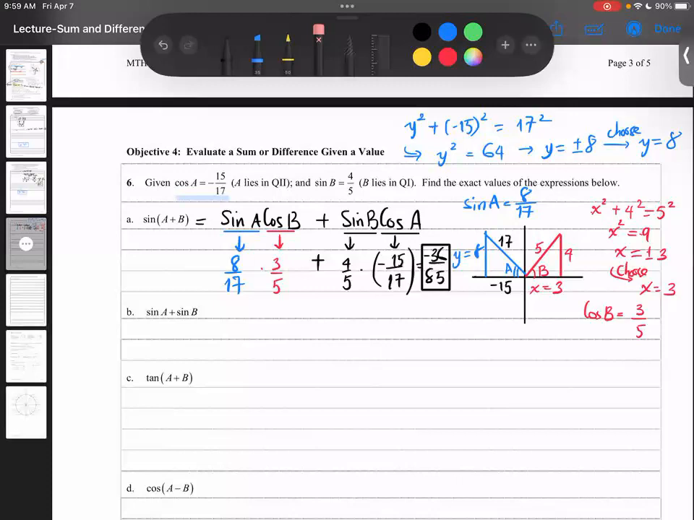So sine A, we calculate sine A. Sine A is 8 over 17, right? And then sine B is given. Sine B is 4 over 5. And use your calculator. What did you get? Can someone tell me the answer in fraction?